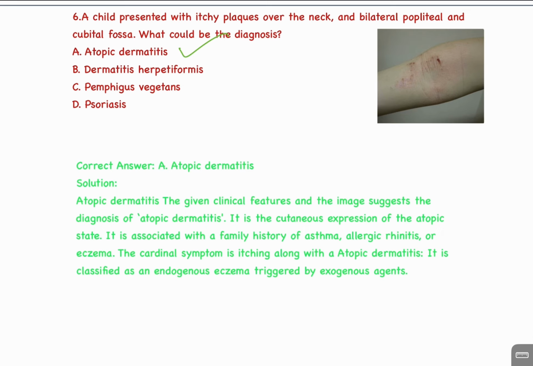Atopic dermatitis. The given clinical features and the image suggest the diagnosis of atopic dermatitis. It is the cutaneous expression of the atopic state. It is associated with a family history of asthma, allergic rhinitis, or eczema. The cardinal symptom is itching along with atopic dermatitis. It is classified as an endogenous eczema triggered by exogenous agents.